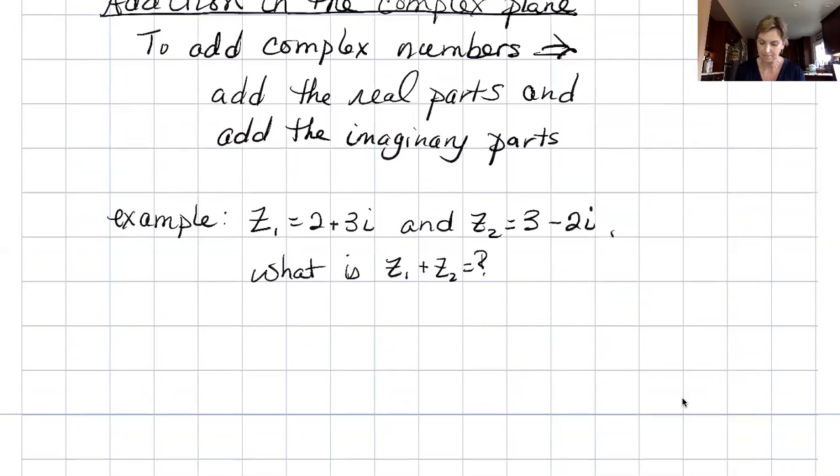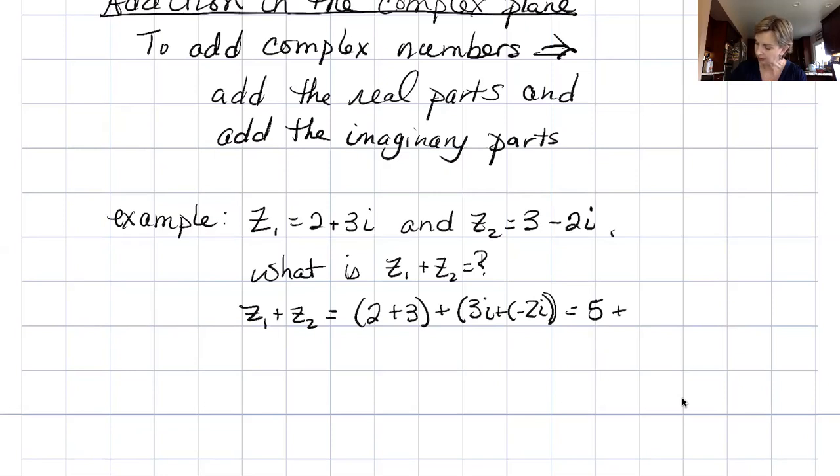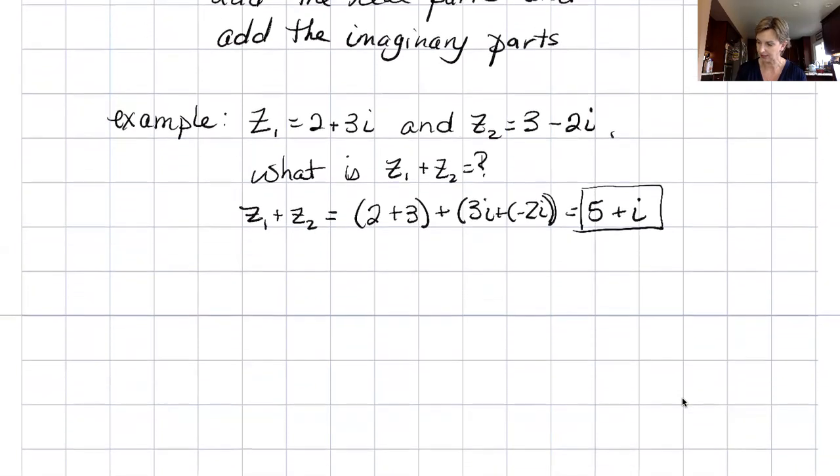We can just add those together by adding the real parts and adding the imaginary parts, right? So z1 plus z2: the real parts would be 2 plus 3. And then we would add together the imaginary parts, which would be 3i and negative 2i. So 2 plus 3 would be 5. And the imaginary parts combined would be a positive 3i and a negative 2i, so it would be plus 1i. Just adding together the real parts and the imaginary parts like that.